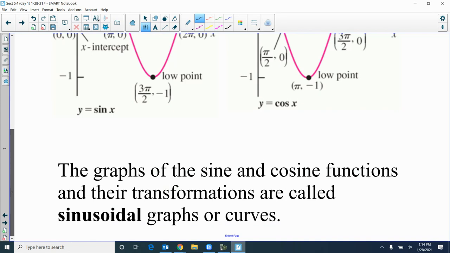On the bottom there, these are what we call sinusoidal graphs. Okay, so the graphs of the sine and cosine function, sometimes they're called wave graphs, but we call them sinusoidal graphs. All right, once you get that down, flip it over.